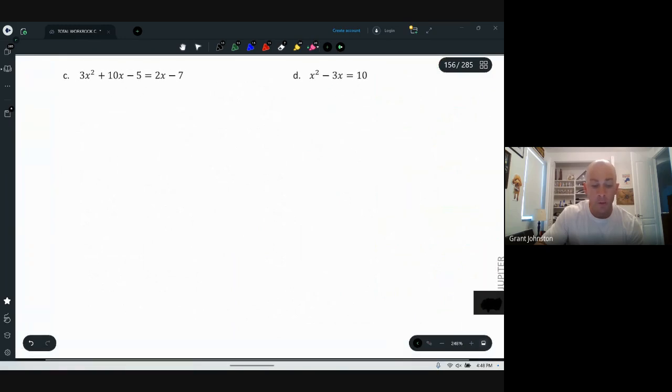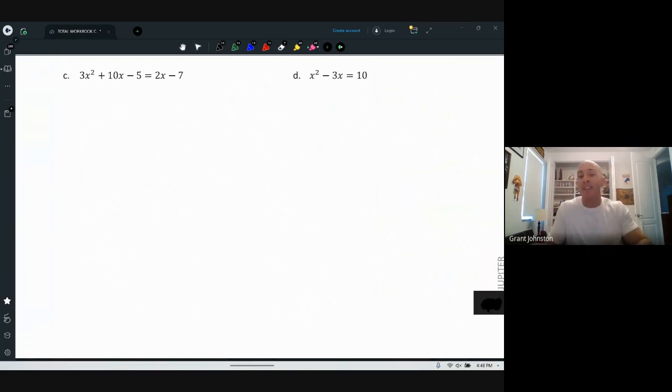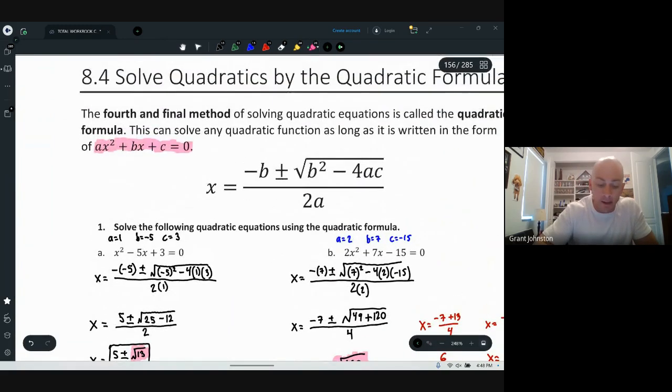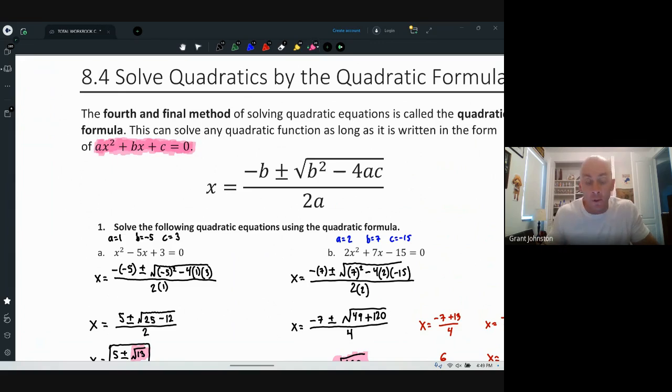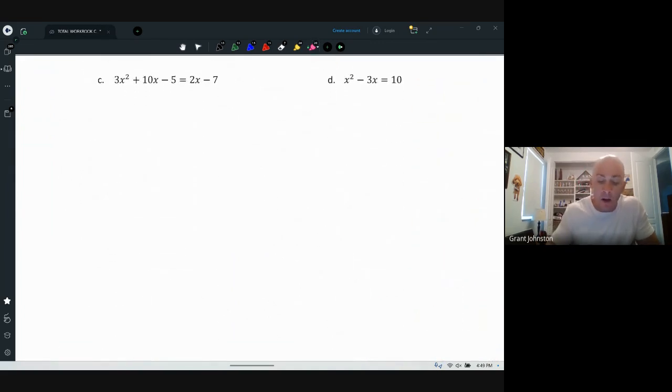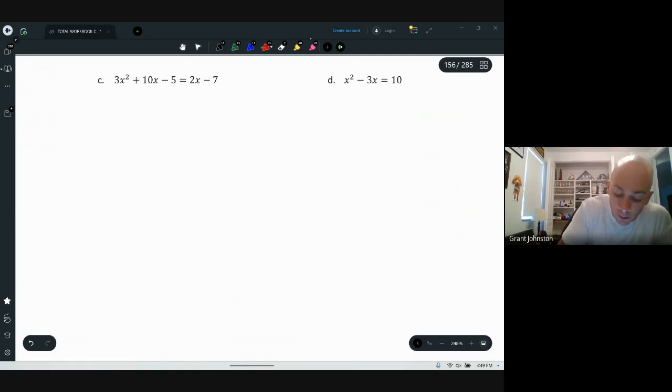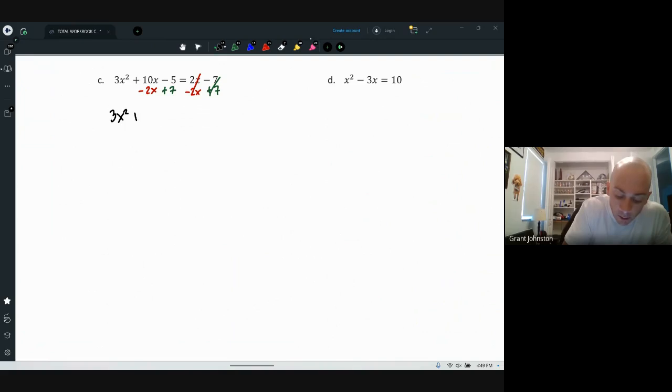So C is a little bit unique because remember, it has to be written in what I highlighted up here, in this form of ax squared plus bx plus c equals 0. It's got to be set equal to 0 and be in that form. So before we can even start the quadratic formula, I'm going to have to subtract the 2x off, do it on the other side, and then get rid of that 7 over here. Of course, we'd have to do it to the other side. So 3x squared plus 8x plus 2 equals 0. So we got to set it up in that form before you can start doing the quadratic formula.